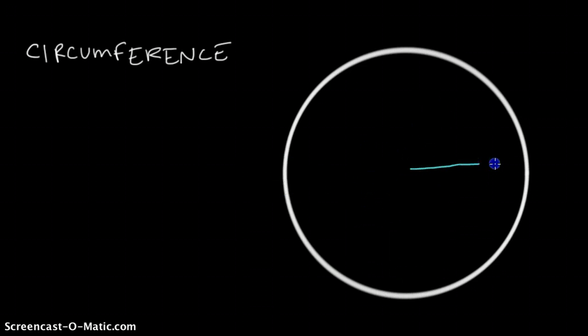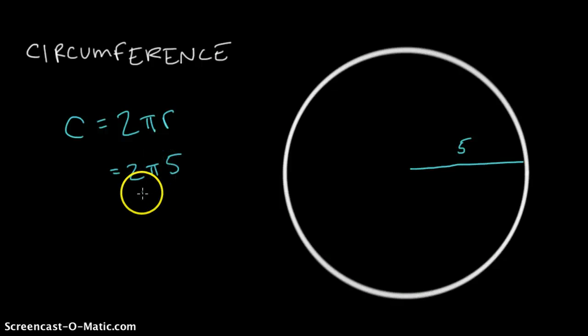So let's say you know the radius of a circle is 5. Then the way you calculate circumference would equal 2 times pi times the radius. So in this case that would be 2 times pi times 5. If you multiply 2 times pi times 5, you would get 31.42.